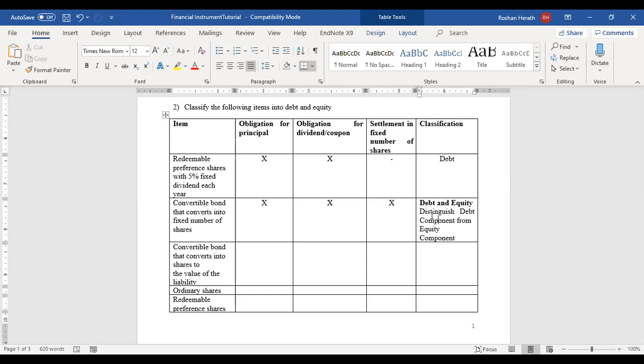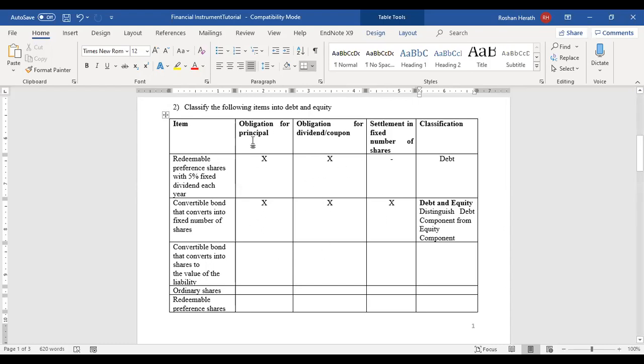The equity component would represent the residual interest. That is the equity conversion option that you have. For the debt component, by forecasting the future cash flows and discounting them at the market interest rate, that will produce the debt component, right? You would have discussed that.